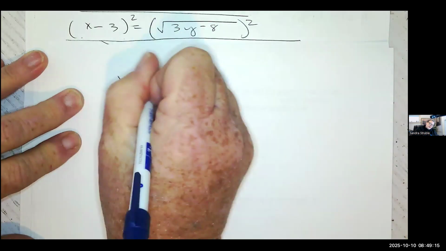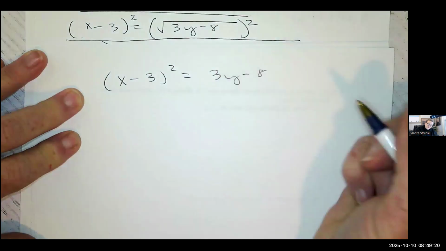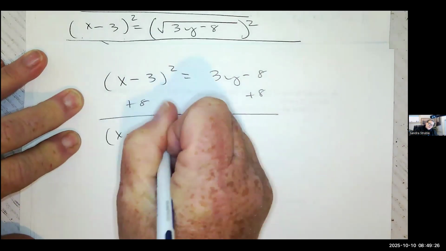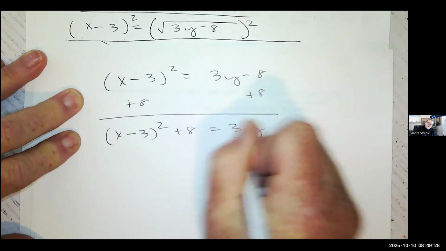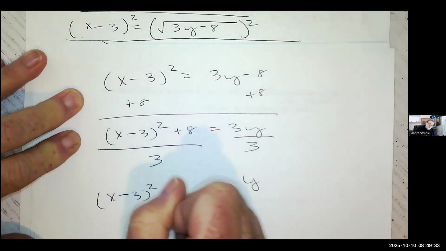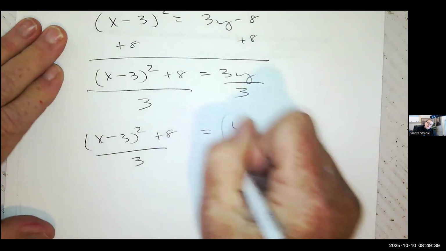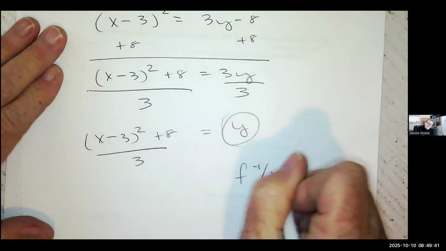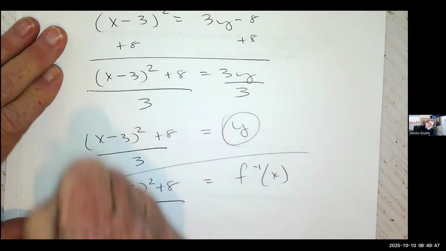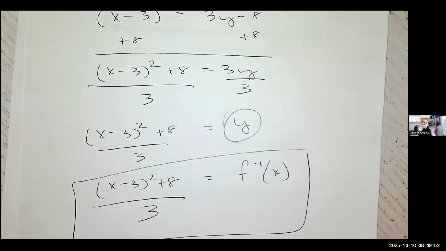So we've got x minus 3 squared is equal to, when you square this side, it's just 3y minus 8. Add 8 to both sides. And then divide both sides by 3. I was looking at doing something totally different. And then the last piece of this is replace that with the inverse of f. If they had a number in here, this is when you substitute the number in.